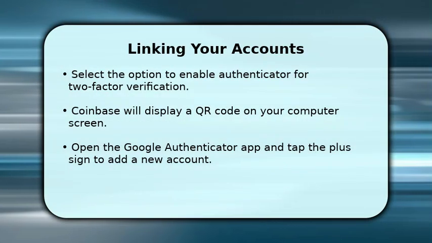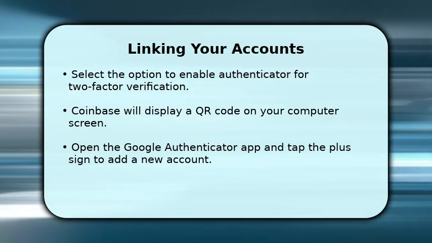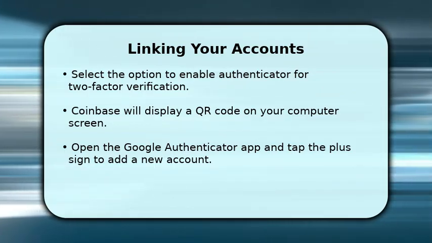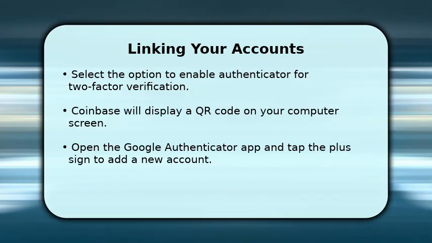Now let's link your accounts. On the Coinbase security page, choose the option to set up an Authenticator app. Coinbase will then present a unique QR code on your computer screen. Grab your mobile device, open the Google Authenticator app, and tap the plus icon, usually found in the bottom right corner. Select Scan a QR code and point your phone's camera at the code displayed on your computer.